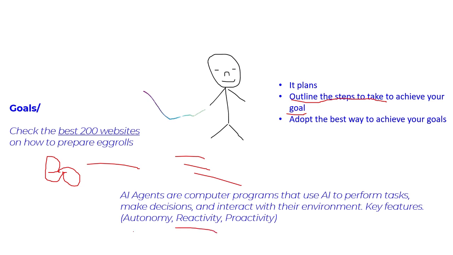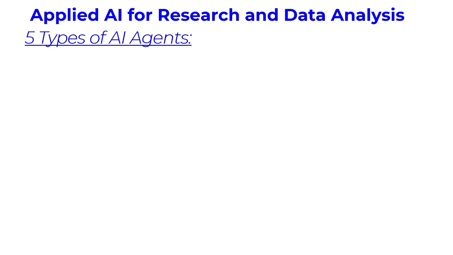So they are autonomous, they are reactive, and they're proactive. Proactivity means that in the course of trying to achieve your goal, if they see that the initial step they drafted is not going to give you the optimal results, they will adopt a new strategy, right? So we have 5 types of agents.